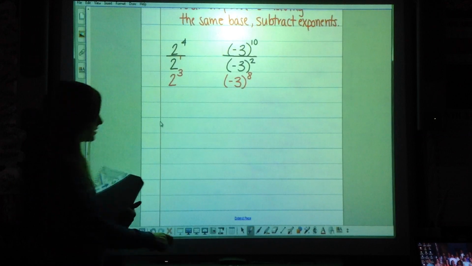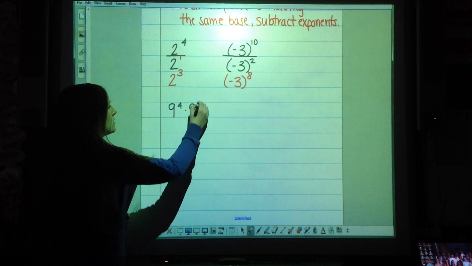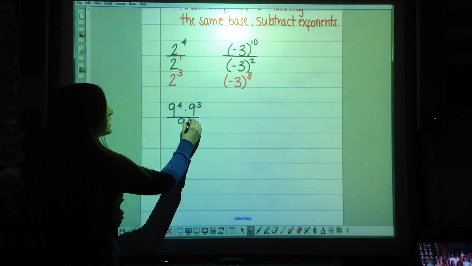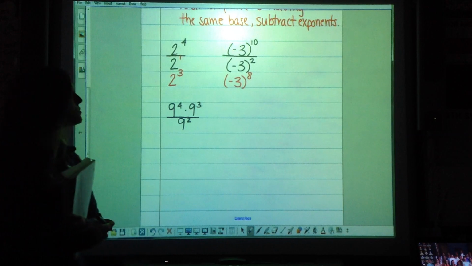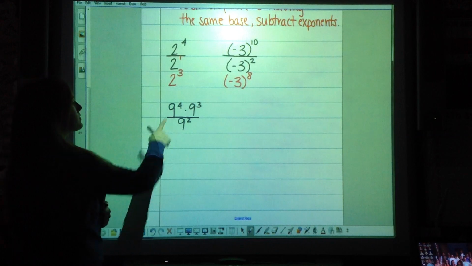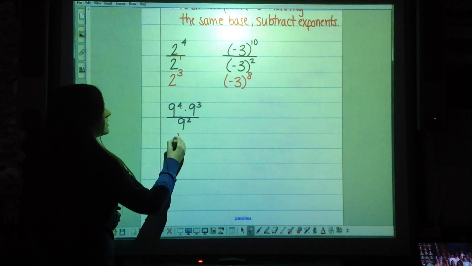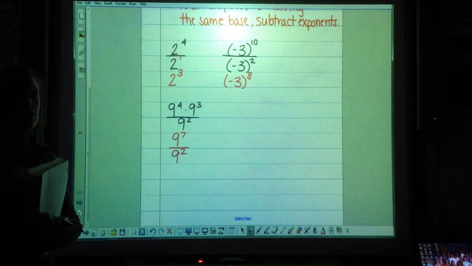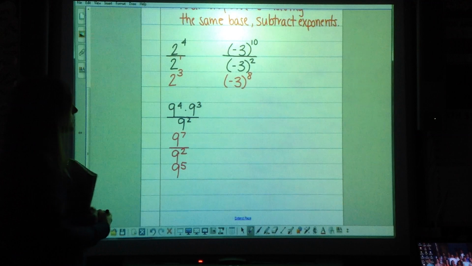Okay. Let's get a little harder here. Let's try 9 to the 4th times 9 cubed over 9 squared. You cannot forget about the 3 rules that you learned in the previous lesson, because in this problem, you're going to have to simplify the numerator before you can divide. In the previous lesson, we learned if you're multiplying the same base, you add the exponents. So I get 9 to the 7th over 9 squared. Now that we're dividing and they have the same base, we subtract the exponents, so we get 9 to the 5th power.